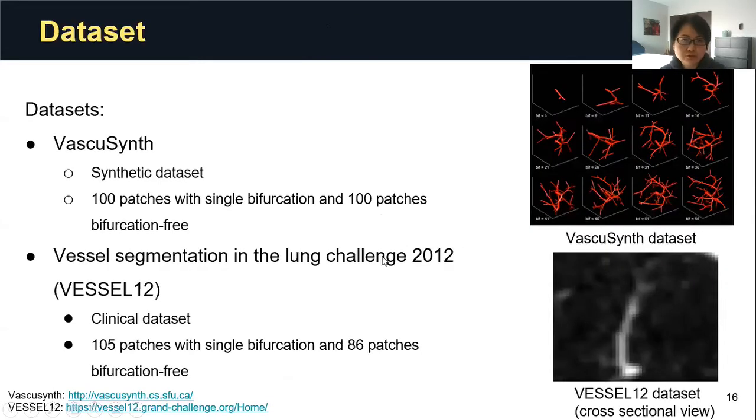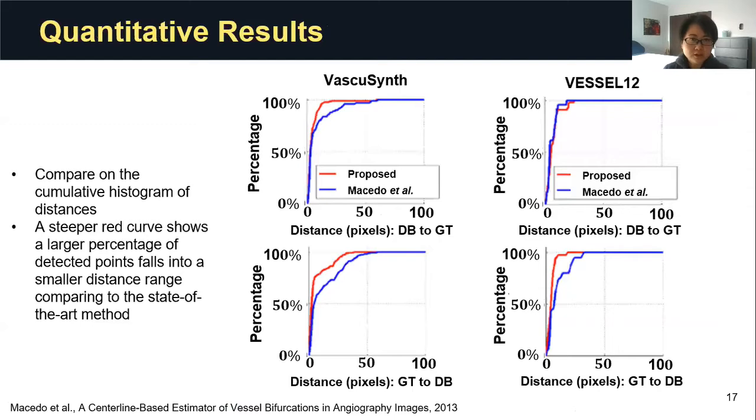We work on 2 kinds of dataset. One is the Vasculature dataset, and one is a clinical dataset on Vasculature. For Vasculature, we collected 100 patches with single bifurcation and bifurcation free. And then for the Vasculature, we collected 105 patches with bifurcation and 86 patches bifurcation free.